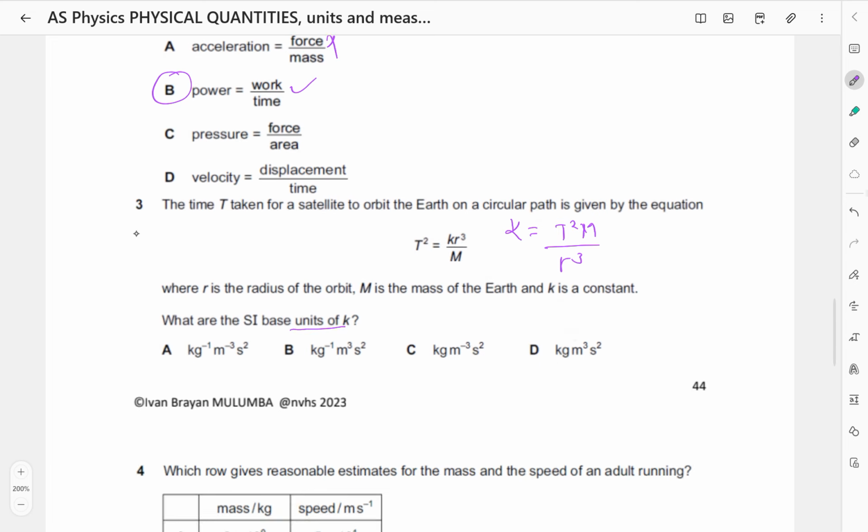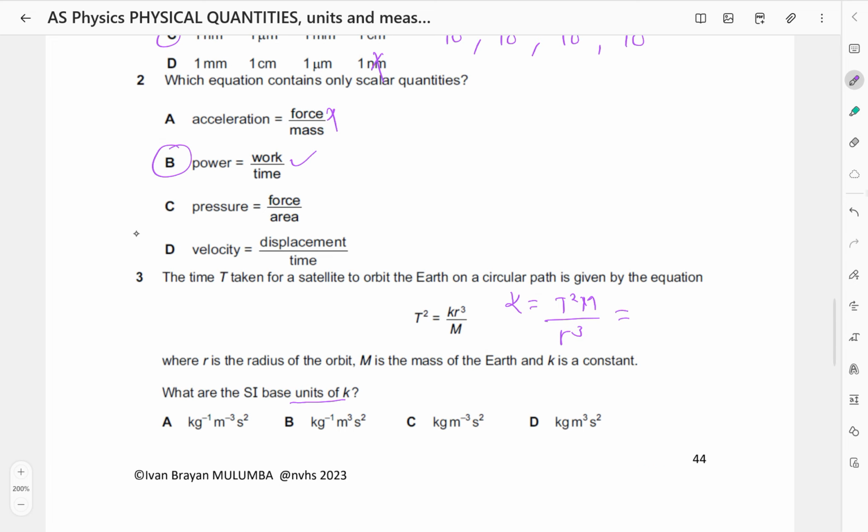So I'll just substitute. T is time, so the units here will be seconds squared. Capital M is mass, which is going to be kilograms. r is radius, which is meters cubed. So the answer will be kilogram second squared per meter cubed.